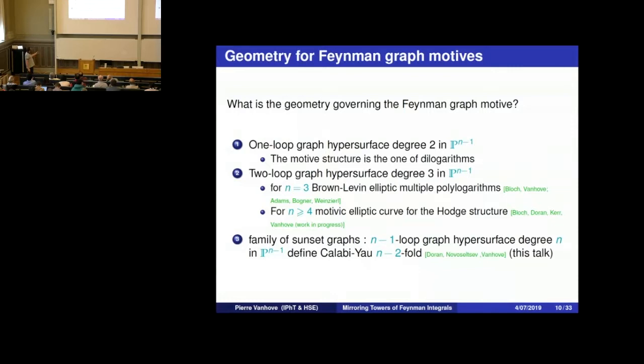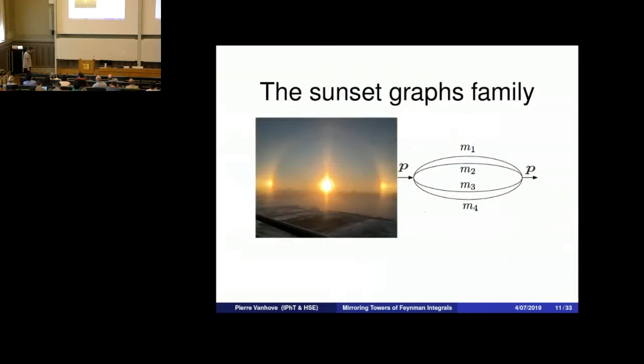So generally, at any loop order, what is really controlling the Hodge structure? For a very specific family of graphs that are called sunset graphs, the loop order is correlated with n, so it's an n-1 loop graph. That means the degree of the hypersurface is degree n in Pn-1. What I will explain in this talk, and give a lot of gory details about, is that you get a Calabi-Yau n-2 fold. And this is the result of the construction with Chuck and Andre.